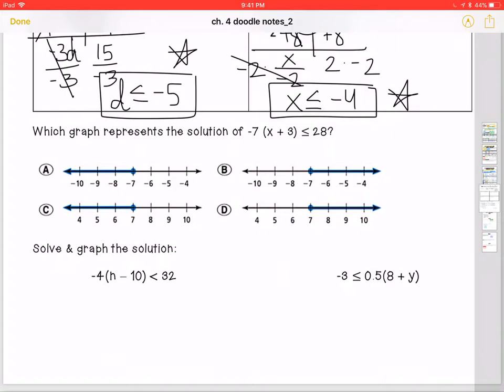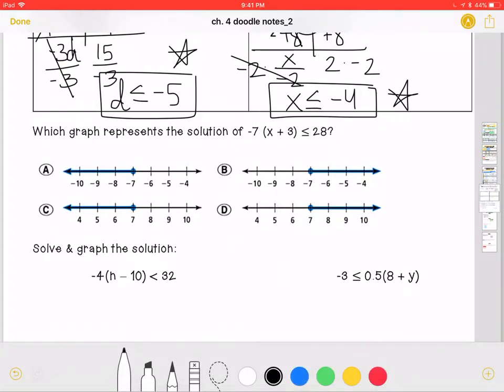Well, in order to be able to find the graph that represents the solution, we need to figure out what the solution is. So we need to actually solve this first. When I see parentheses, the first step you should do in solving this is distribute. So -7 times x gives me -7x. -7 times a +3 should give us a -21. Bring your inequality sign and the 28 with it.